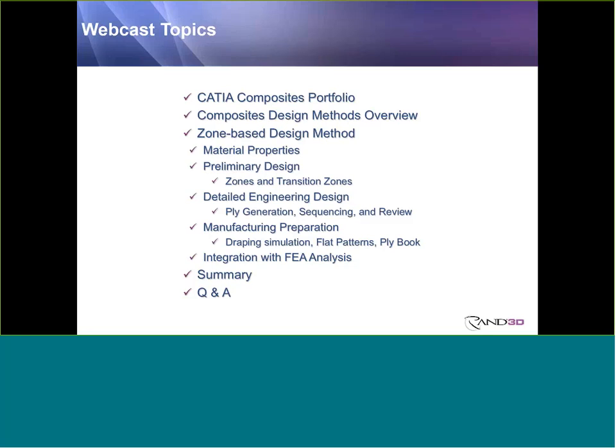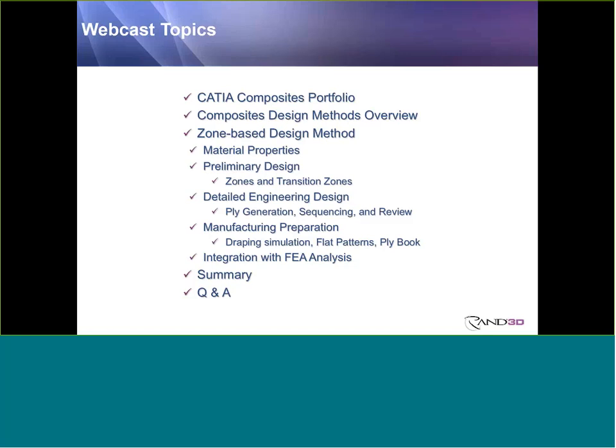We'll start with a short overview of the CATIA Composites portfolio, as well as design methods, and then we'll cover just one of the methods, because there are several suitable for different types of parts and different designs. We're going to be covering the zone-based design method, which is the most generic, the most general way. There are some other more efficient ways for monolithic parts and when you re-engineer metallic parts, etc. But the zone-based design is the most commonly used.